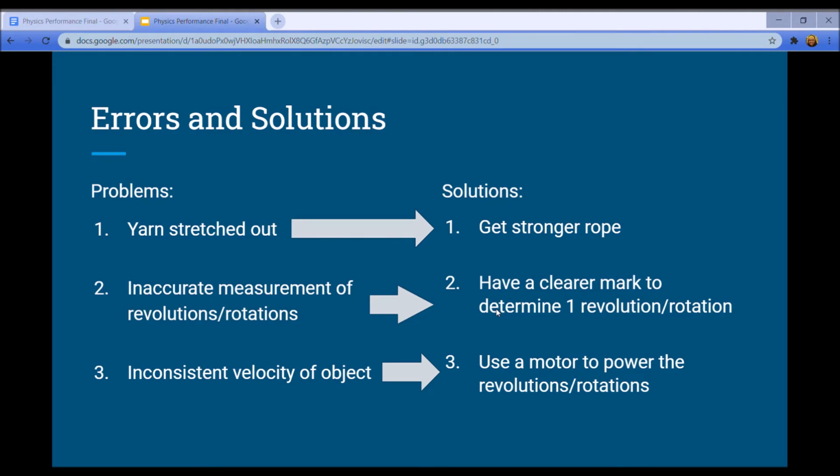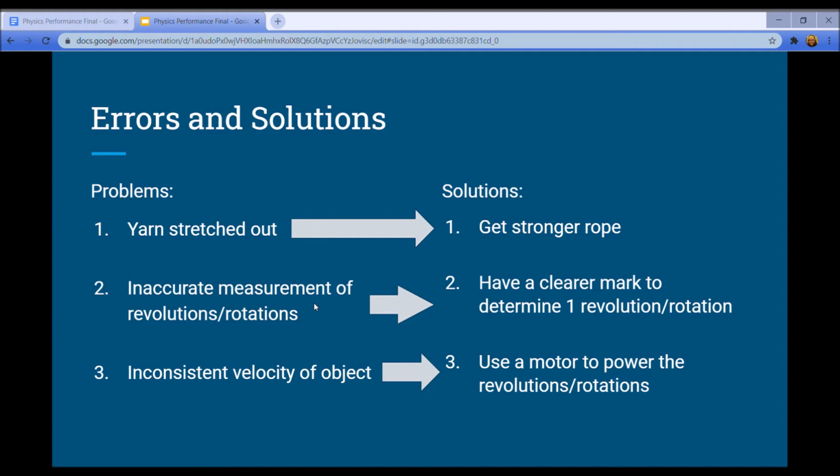Now, in terms of errors and solutions, I faced a bunch of problems in the lab. For one, the yarn that I used stretched out a lot and got frayed in the edges, and it could have led to an inconsistent radius. For a solution, I would just get stronger, less elastic rope, like less stretchy rope, basically.